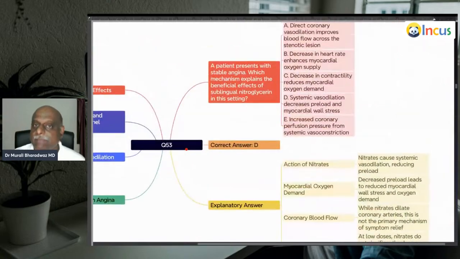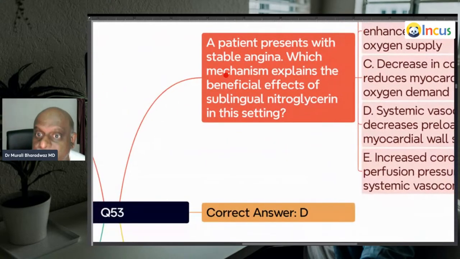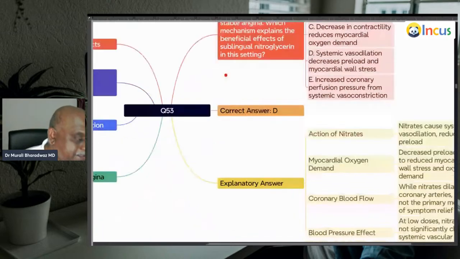Now, doctor, a patient presents with stable angina. Why do you give him sublingual nitroglycerin? Because nitroglycerin, being a vasodilator, increases the coronary perfusion pressure, and systemic vasodilation is what you need to remember.